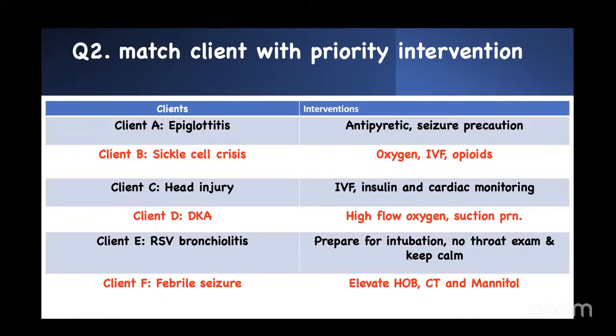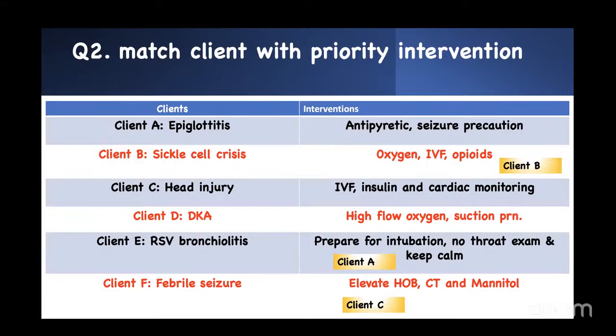Let's discuss it. What kind of intervention is appropriate for each of them? Epiglottitis, of course, we have to prepare to intubate that patient. We shouldn't examine the throat, and we should keep the patient calm because it's an airway emergency. Sickle cell patient: hydration, provide oxygen and improve perfusion, and then pain management. Head injury patient: you have to elevate the head of the bed, get a CT scan, and try to decrease the edema by giving the patient mannitol.